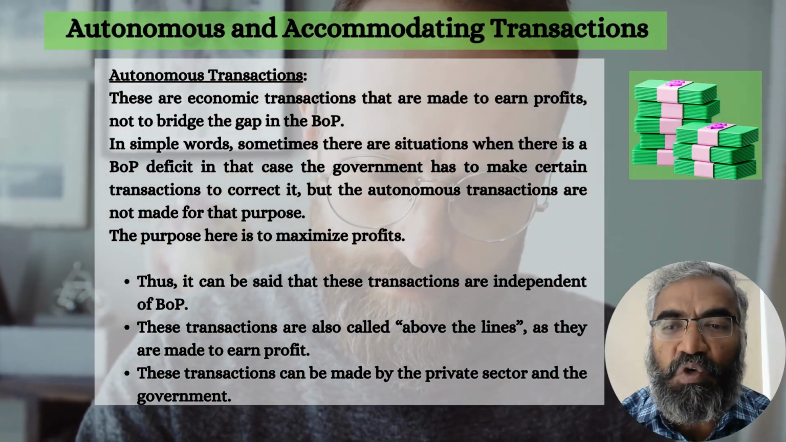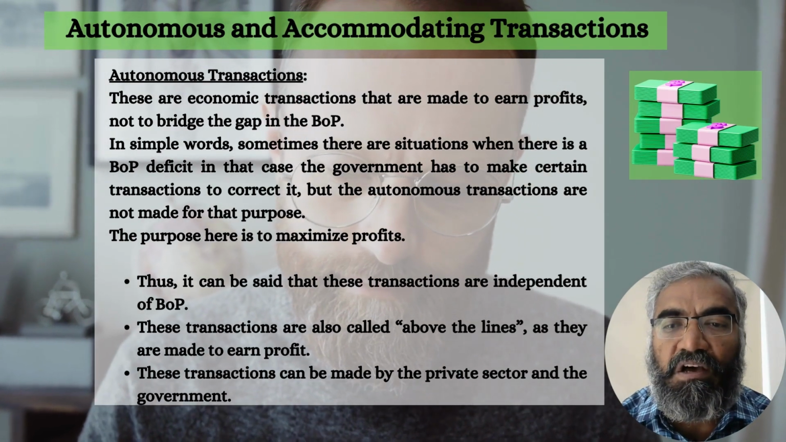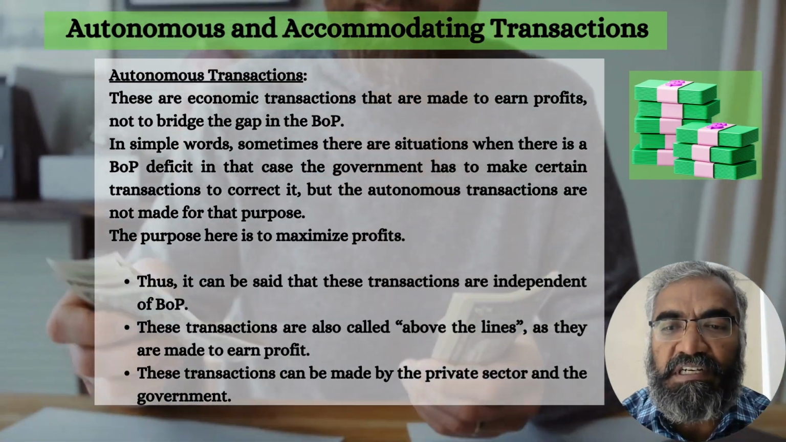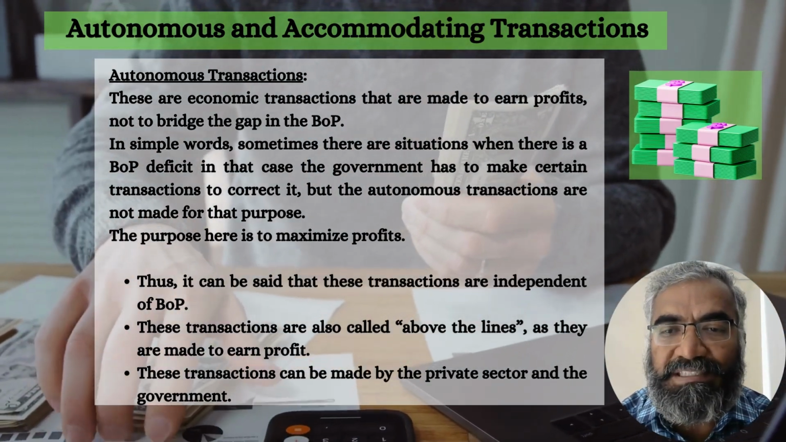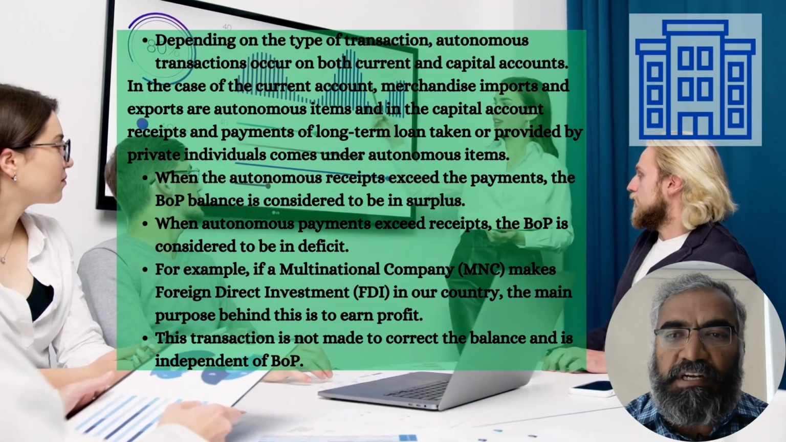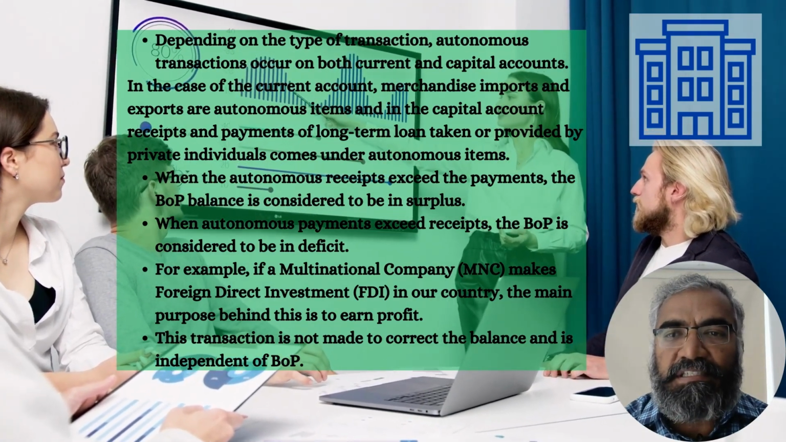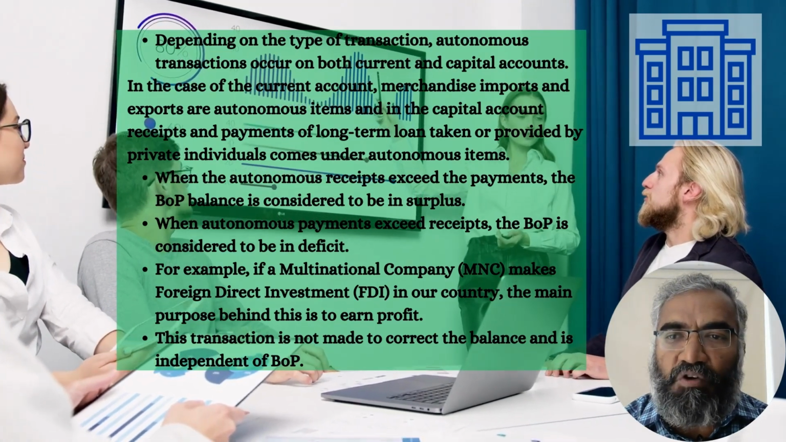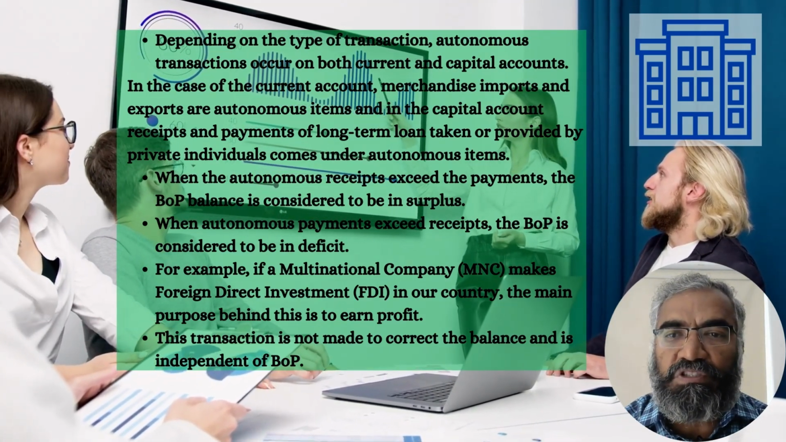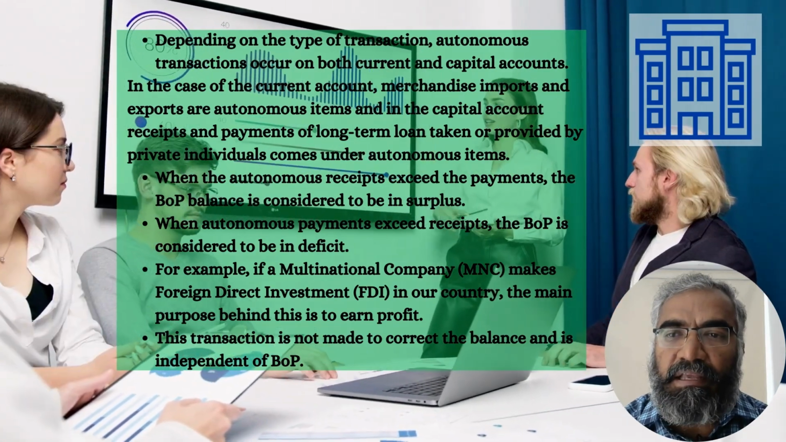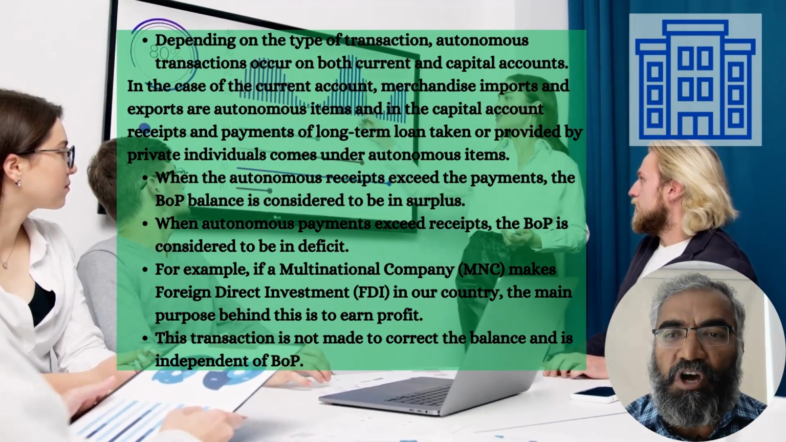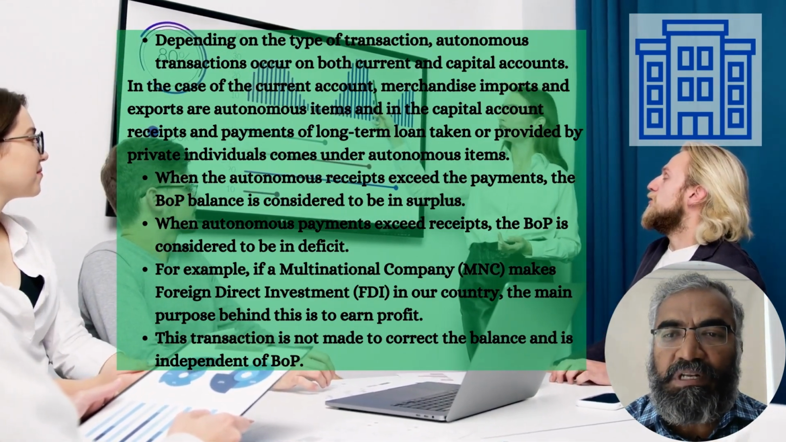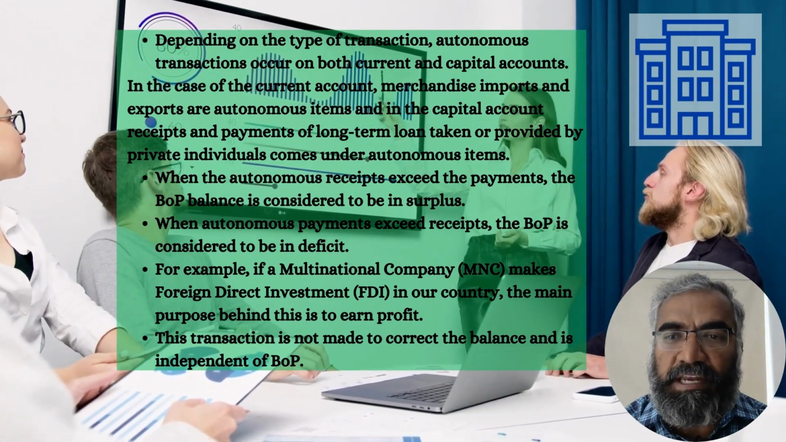These transactions are also called above the line as they are made to earn profit. They can be made by the private sector and the government. Depending on the type of transaction, autonomous transactions occur on both current and capital accounts. In the current account, merchandise imports and exports are autonomous items, and in the capital account, receipts and payments of long-term loans taken or provided by private individuals come under autonomous items.